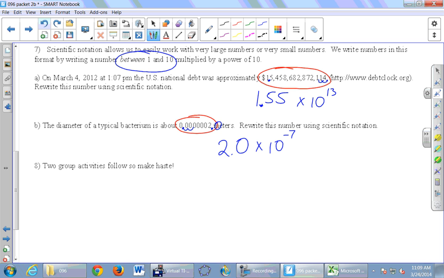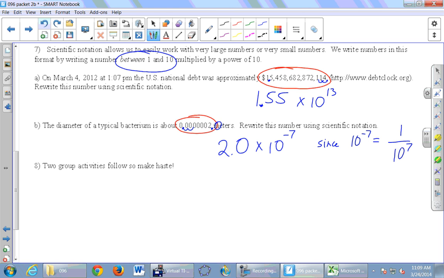And the reason that negative makes sense is because 10 to the negative 7 really means what? Yeah, like just this guy means 1 over 10 to the 7th, right? That's our definition of a negative exponent. And we know that dividing by 10 just moves the decimal point the other way. Right? Multiplying by 10 moves it to the right, dividing by 10 moves it to the left.